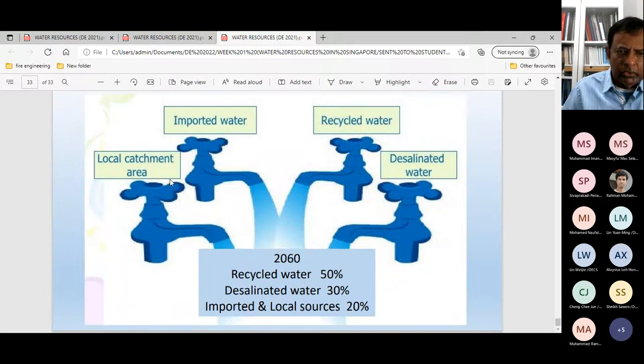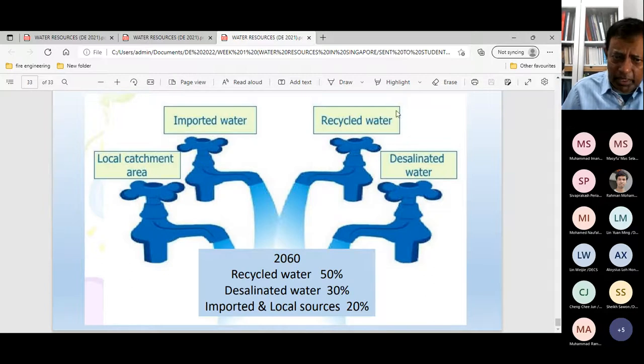So basically the water resources that we are committed to come from various sources. Local catchment, which means water retained in inland reservoirs as well as estuarial dams, is the main source of water supply for Singapore, because it is not dependent on any other country. The second source is imported water from Malaysia.